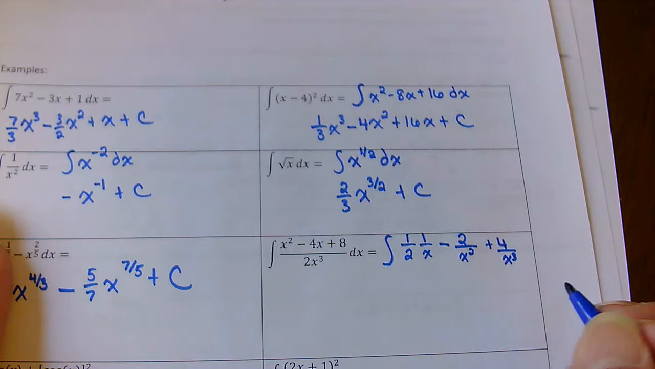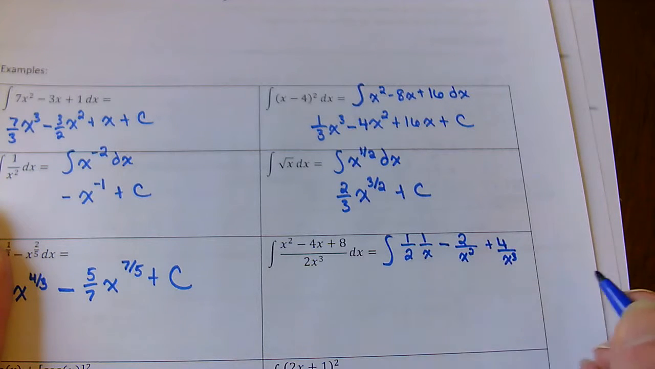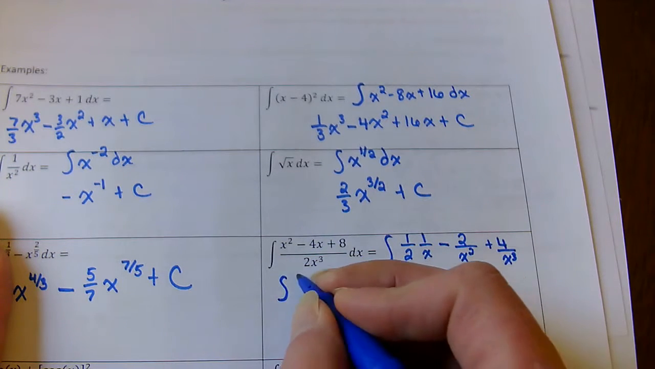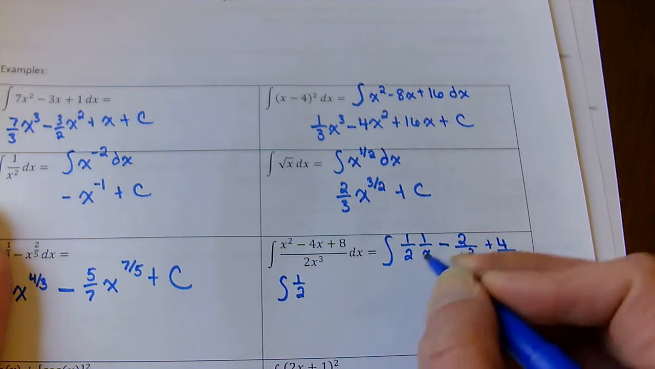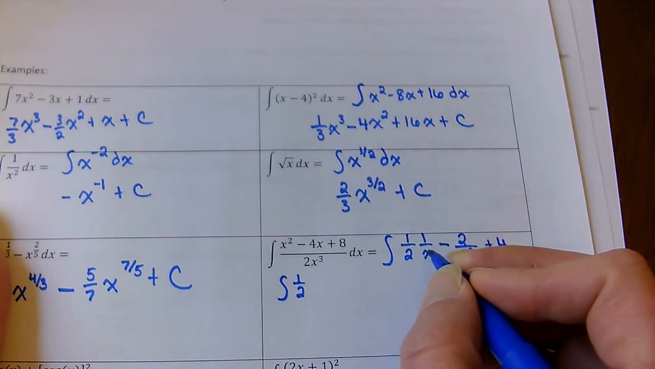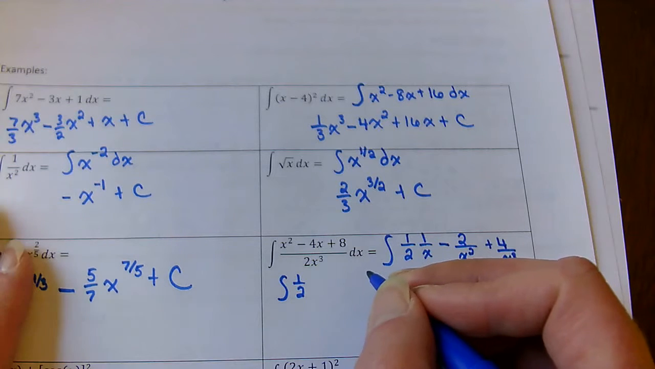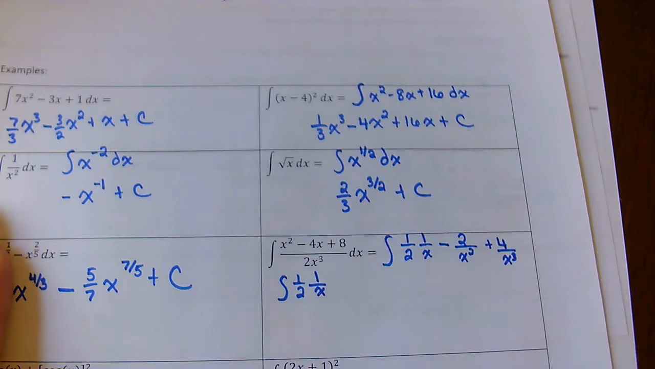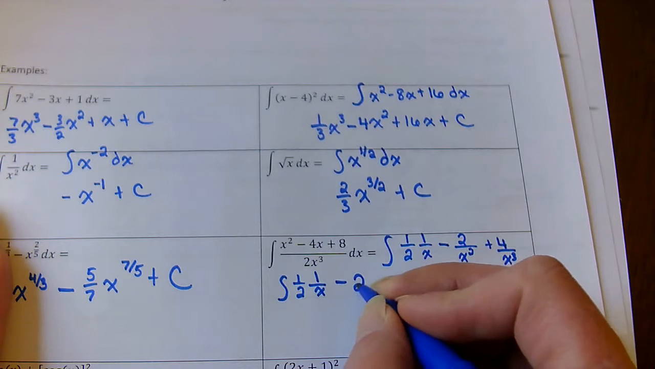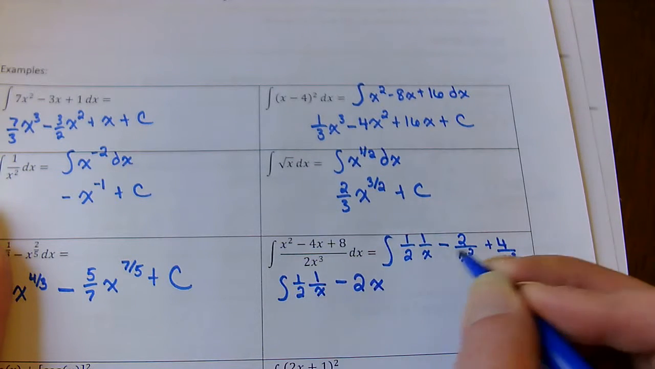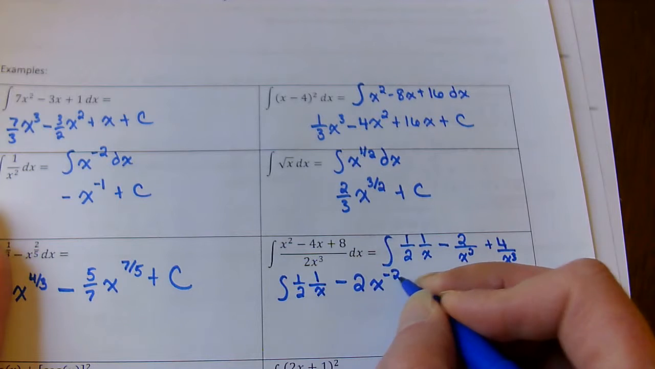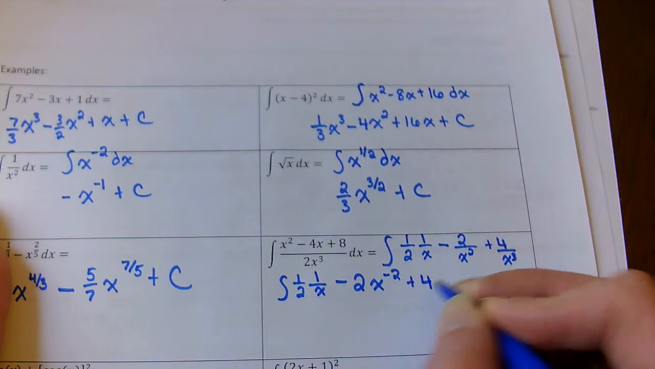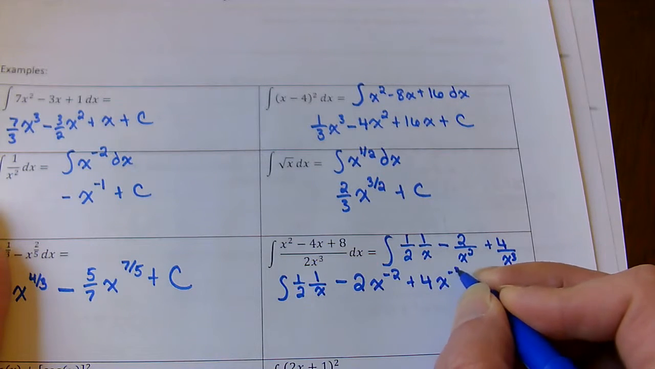I still don't like that. 1/2. Now, x to the negative 1 wouldn't work too well. I think there's something else that can help us with that one. So I'm going to leave him like he is. But I'm going to rewrite the others as 2x to the negative 2 and 4x to the negative 3.